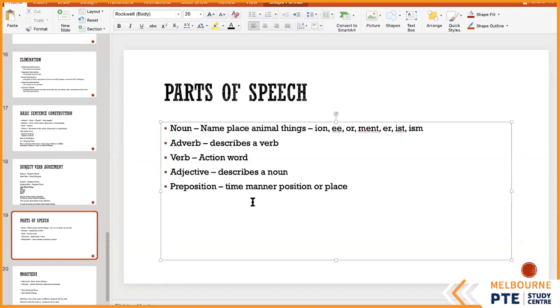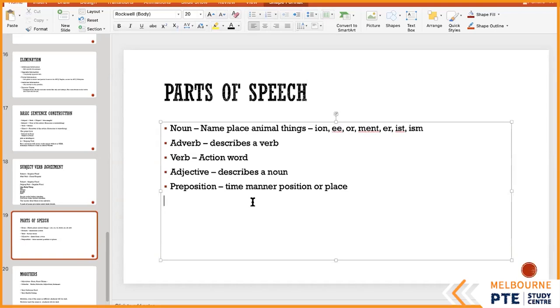Noun is a name, place, animal, thing. Okay. Right. Adverb is what? Adverb is a word that describes a verb. Verb is an action word. Adjective describes a noun. Preposition is referring to time, manner, place, position.